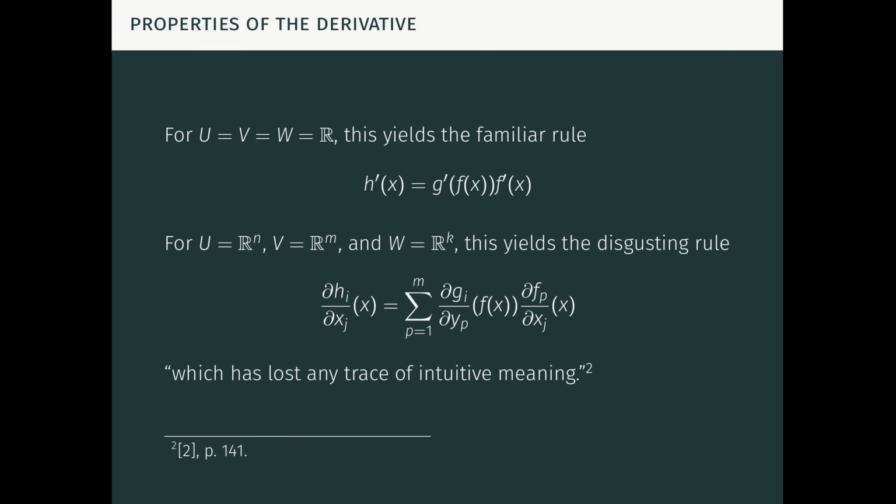At another extreme, if U is equal to R^n and V is equal to R^m and W is equal to R^k, then this yields a disgusting rule, which I'm not even going to read, stating a relationship between the partial derivatives of h and the partial derivatives of g and f. As Dieudonné states, here we have lost any trace of intuitive meaning. We see that it is much simpler to view the chain rule from the perspective of linear operators.